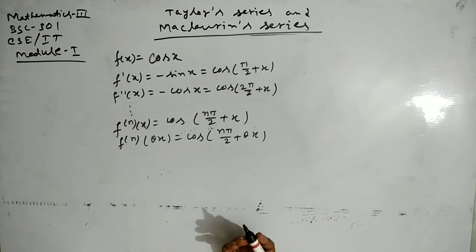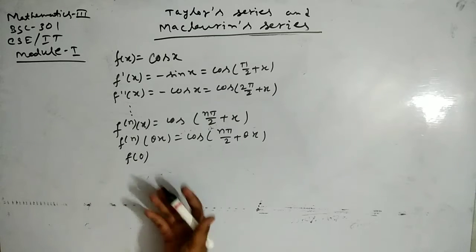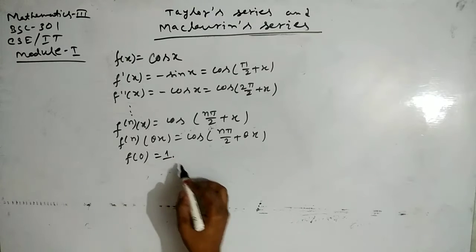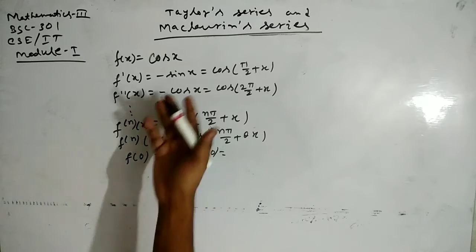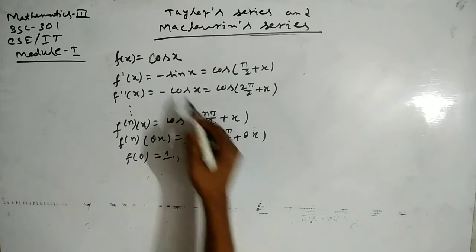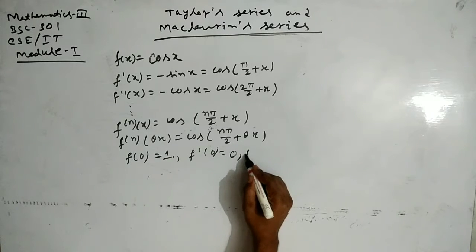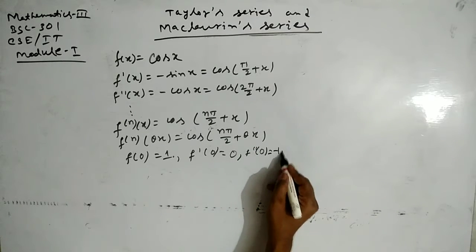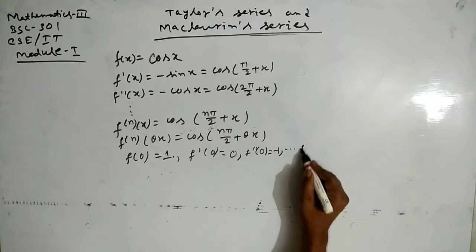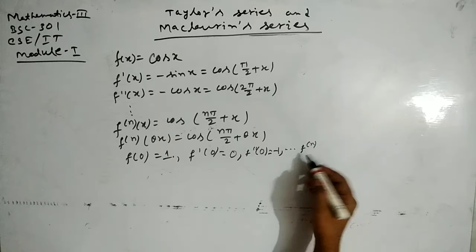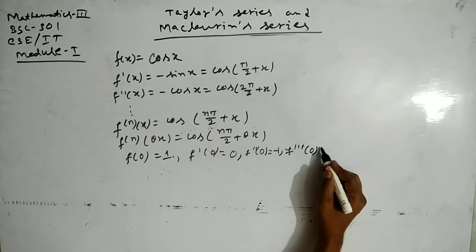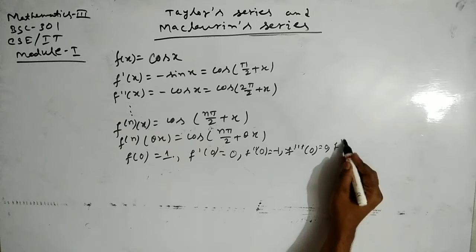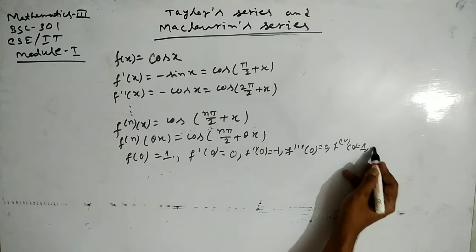Okay, now what will be f 0? f 0 means the value of this function at x equal to 0, and that is 1. Now f dash 0 is the value of the first order differentiation, that is minus sin x at x equal to 0, so this will be 0. So f double dash 0 will be minus 1. So in this way, f triple dash 0, that is third order differentiation, will be 0, then fourth order differentiation will be 1, and so on.